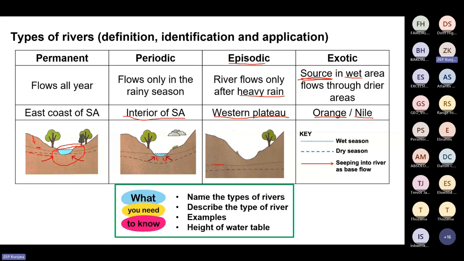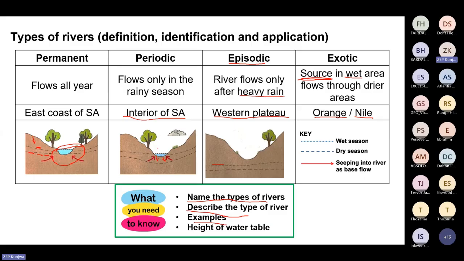All right. What are the most important things to remember? You need to know the name of the type of river. You must be able to name it: permanent, exotic, periodic, episodic. You must describe the type of river. By describing it, you mean it flows throughout the year. And then you must give examples, being where you find it, or if you know an example of a river like the Orange River, or you can maybe tell us it's on the East Coast or it's in the interior.